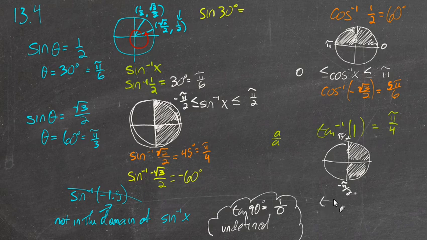So the tangent of x, that's going to be, not enough room. The inverse tangent of x will go from negative pi over 2 to pi over 2, just like the inverse sine.